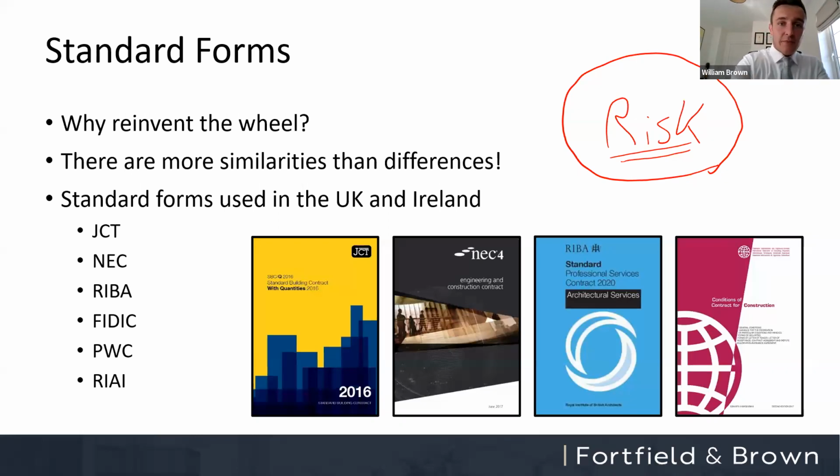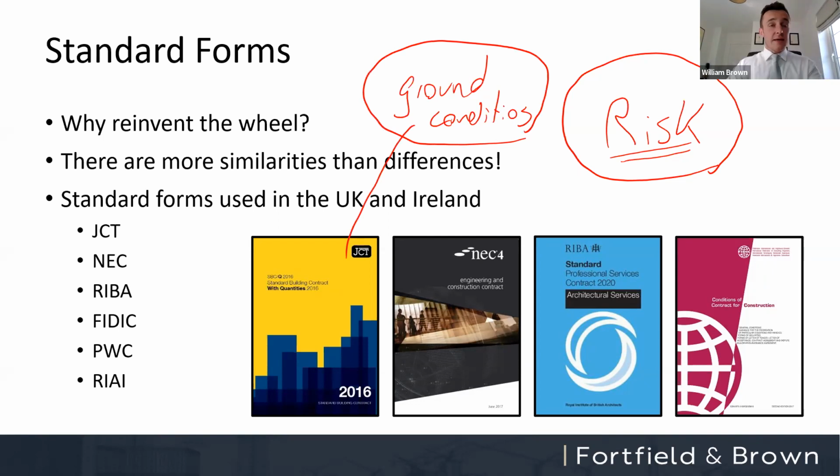Prime example here, ground conditions. Ground conditions is not mentioned in the JCT. Therefore, it lies with the contractor. And again, that list goes on. The war in Ukraine and the material prices that we're suffering at the moment isn't mentioned in the contract, therefore it lies with the contractor.